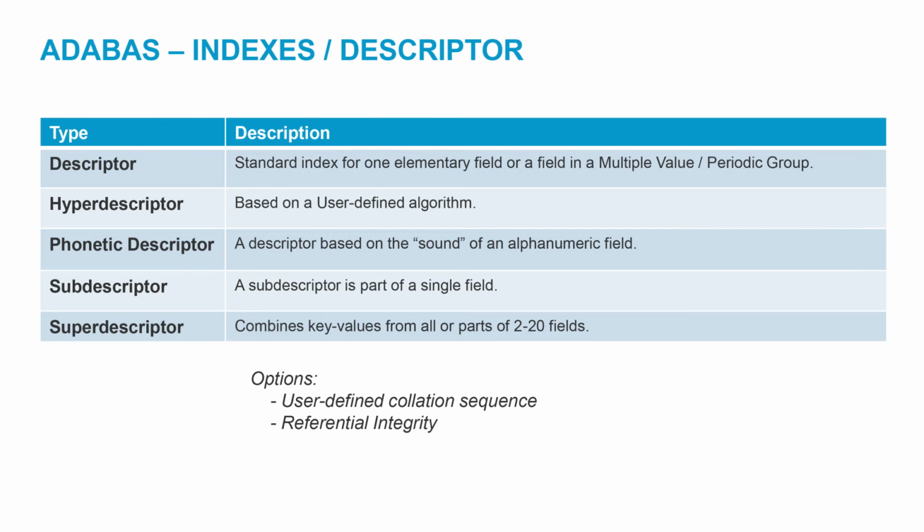The hyperdescriptor allows you to meet special requirements you might have for your own user-defined descriptors. One example of this type is the phonetic descriptor, which is very useful for name searches where the sound of the alphanumeric field is more relevant than the spelling. The sub or super descriptor lets you use part of a field or combine parts from multiple fields.